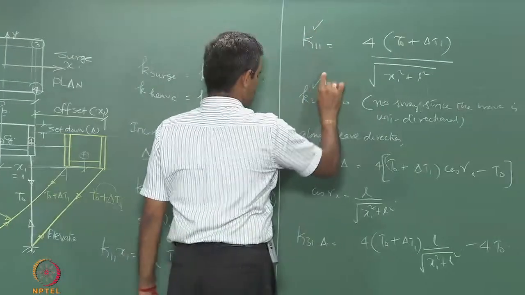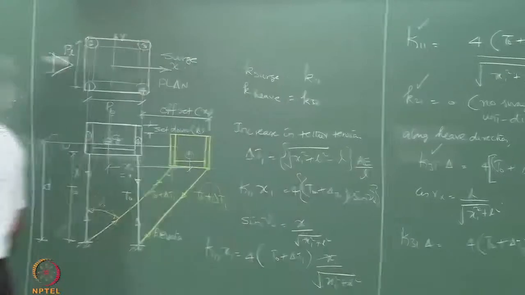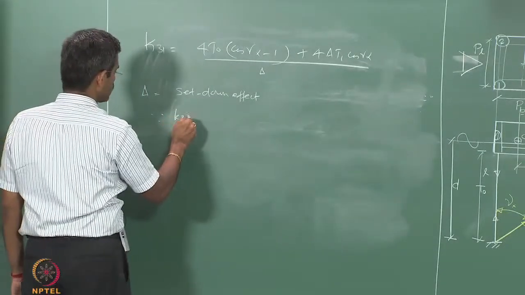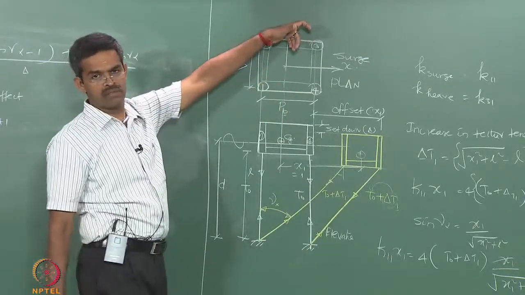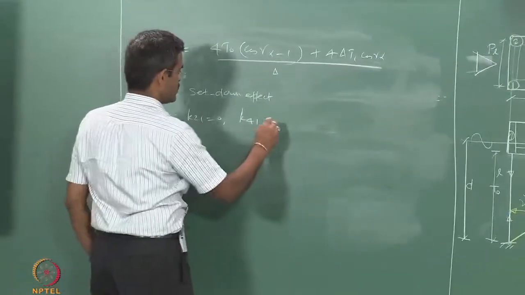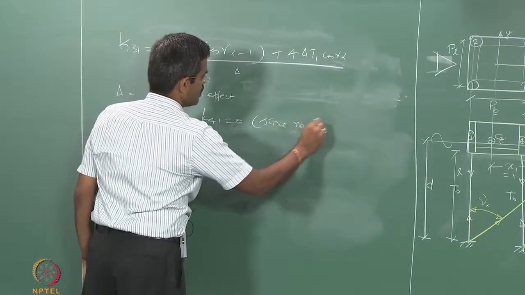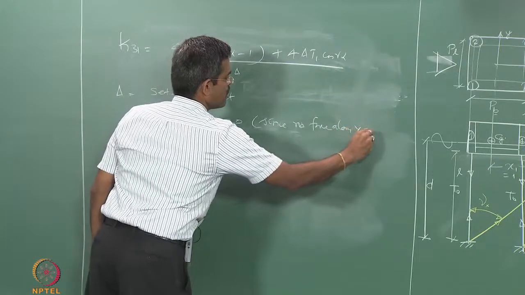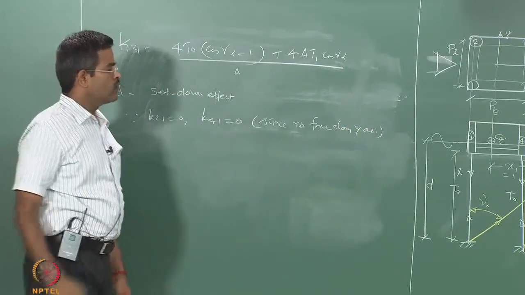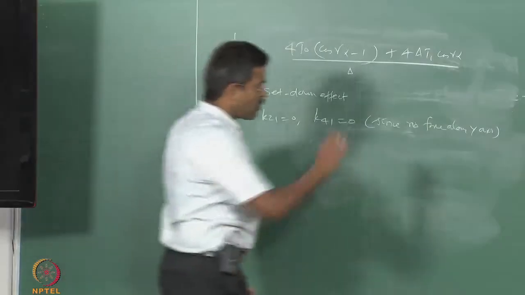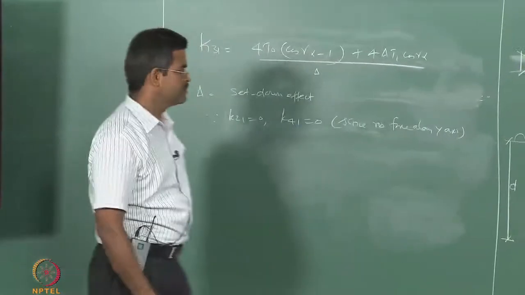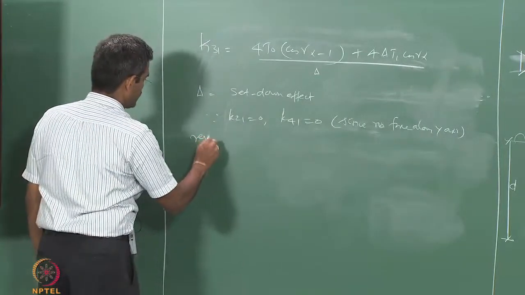So we have K11, we have K21, we have K31. Since K21 is 0, for K41 you must understand that there is no force in the y axis, therefore there is no moment about x axis. So roll will be 0. Since there is no force along the y axis, there is no moment about the x axis. Since there is force along the x axis, there will be moment about the y axis, there is pitch. So resolving along the pitch axis.